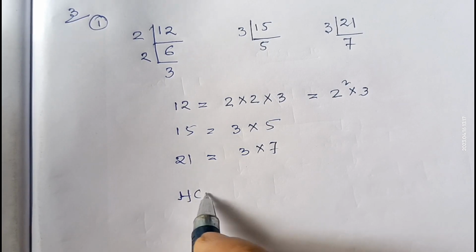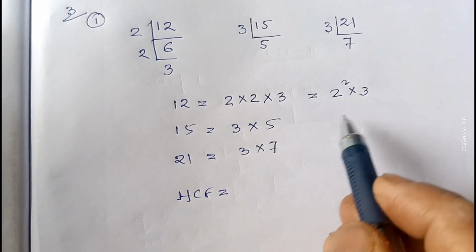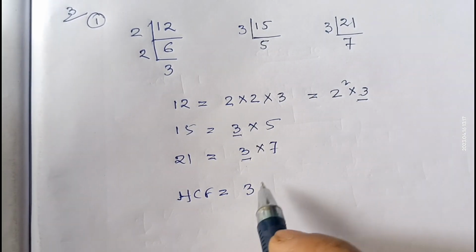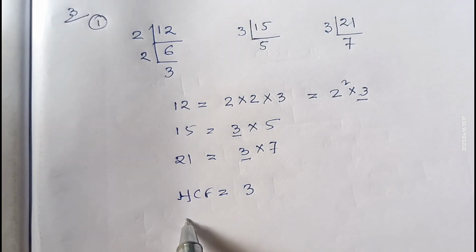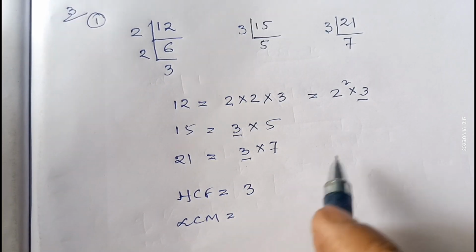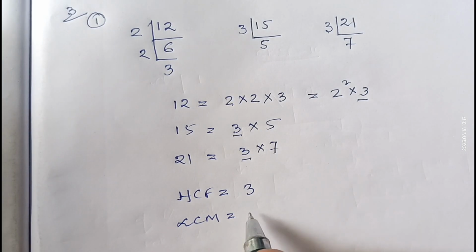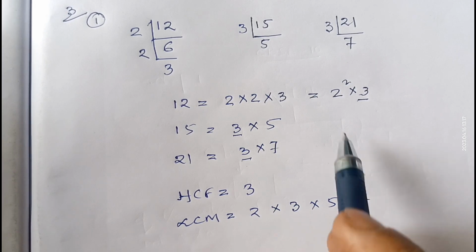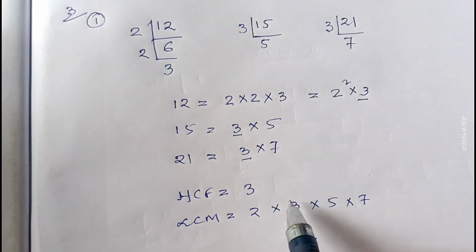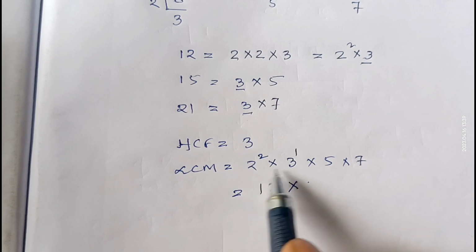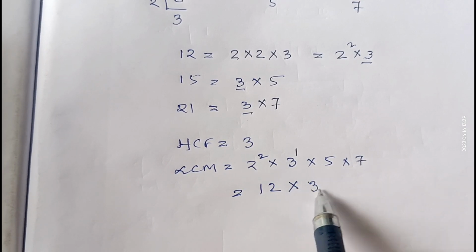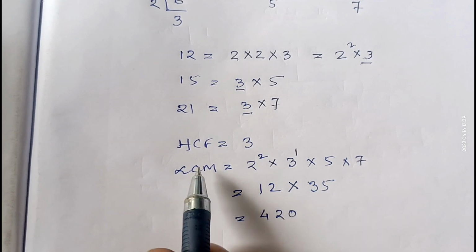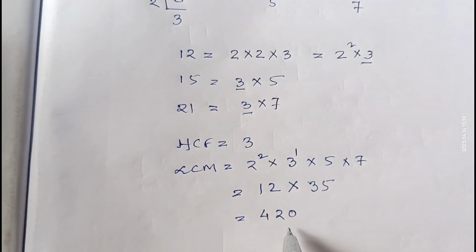Now, in case of HCF, what do we have to do? Whatever is common. What is common in all three? 3, 3, 3. So 3 is the HCF. Other than 3, nothing else is common. In case of LCM, you have to write all the factors 2, 3, 5, 7 along with their maximum power. In case of 2, the maximum power is 2. So here 2 2s are 4, 3 4s are 12, 5 7s are 35. 35 into 12 will give 420. So here HCF is 3 and LCM is 420.